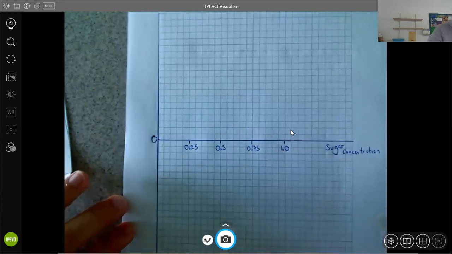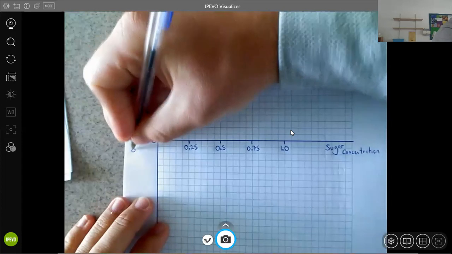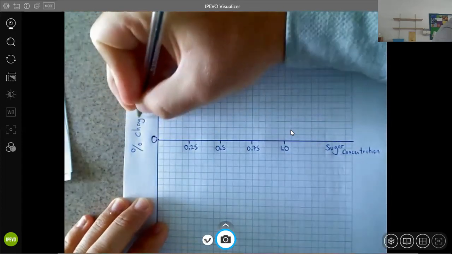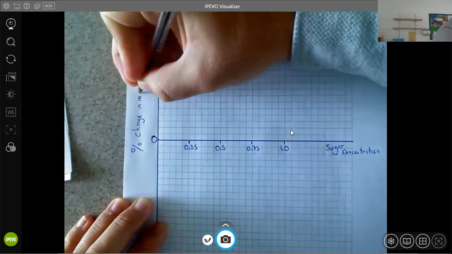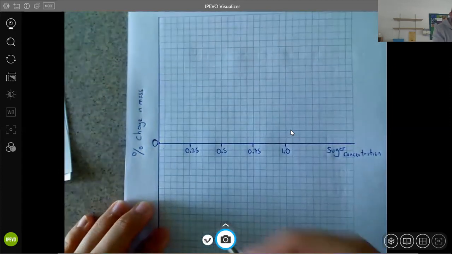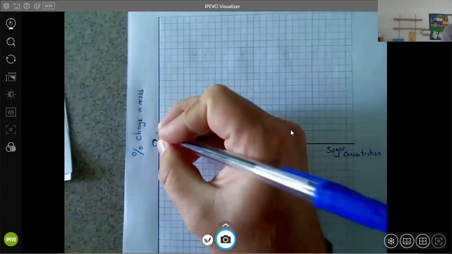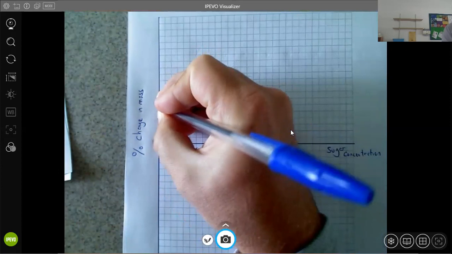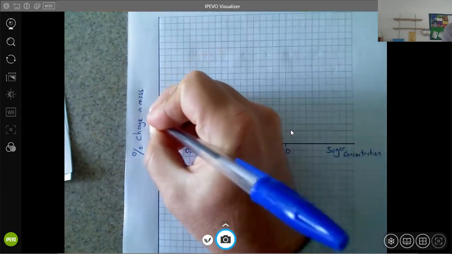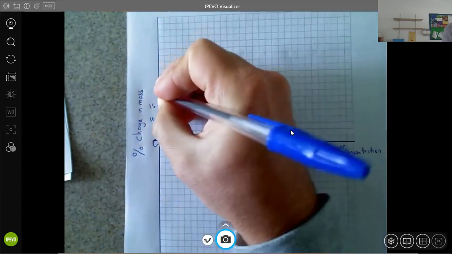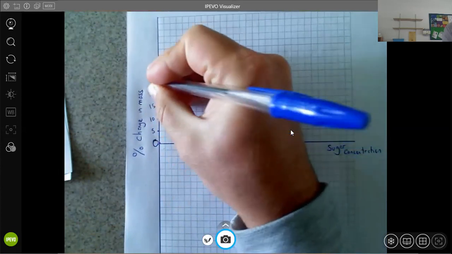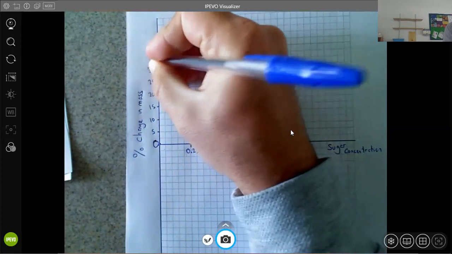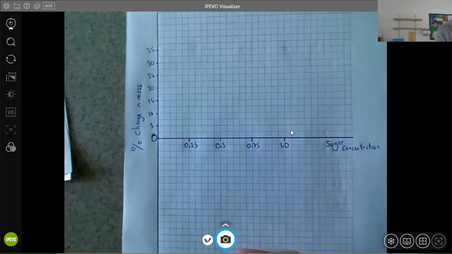So let's do the y-axis. On the y-axis, I'm going to write here sideways, the percentage change in mass. Now, we can go up the side here. I'm going to go up every 2 boxes is 5. So 5, 10, 15, 20, 25, 30, 35. I'm not going any higher because I don't need to, but that's what you can do.